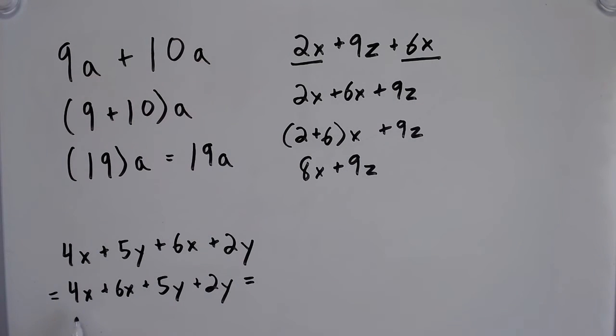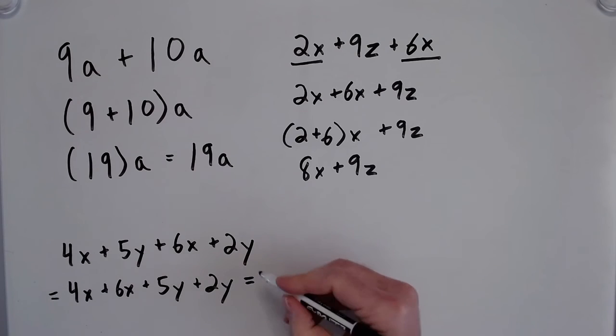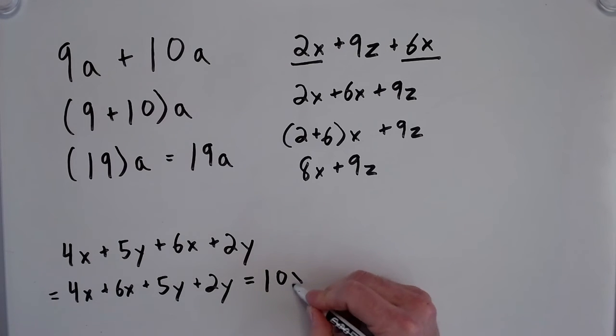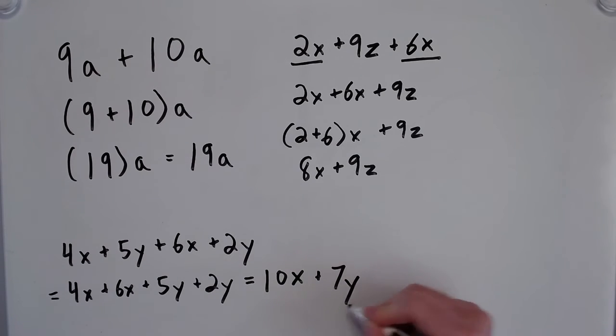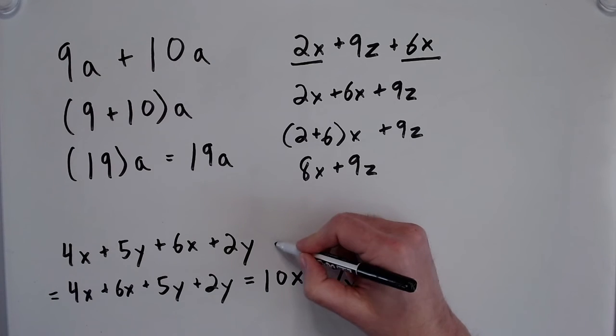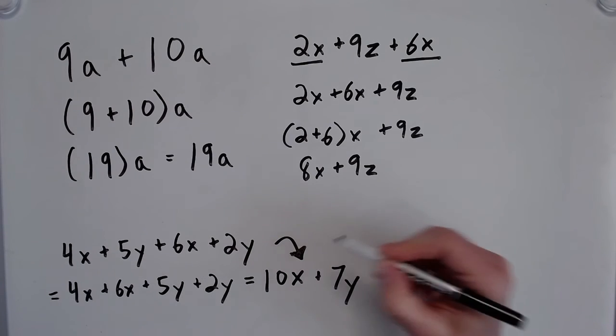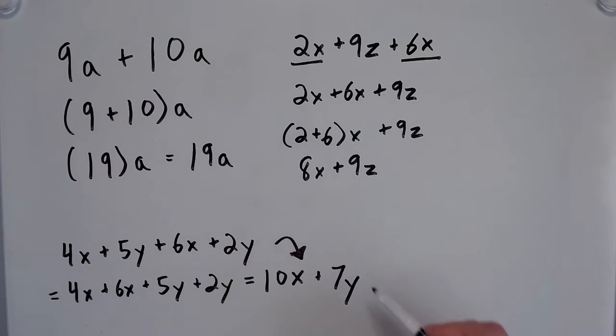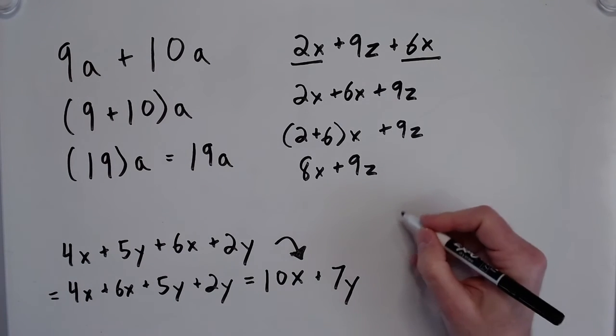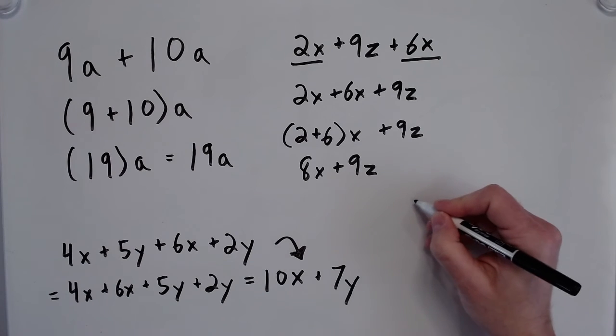We have 4x and 6x. That is 10x. We have 5y and 2y. That ends up being 7y. So we've gone from here to here without having to do all the factoring steps. We've got a weird one here. I want to do this quick example over here.